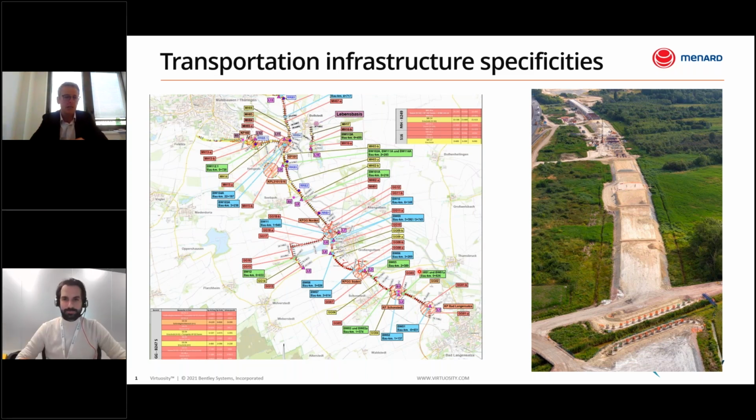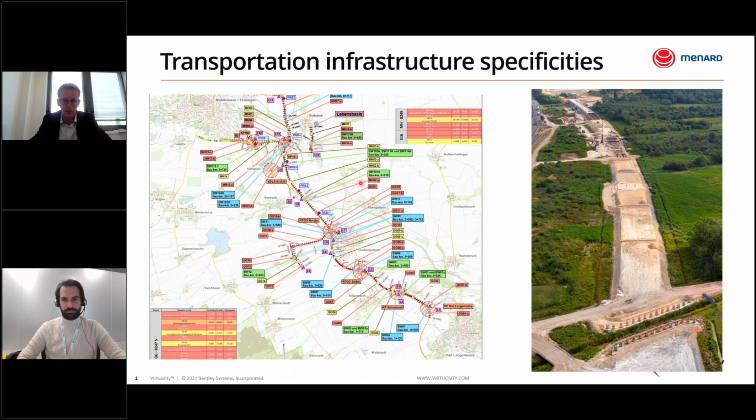So I am the engineering director of MENAR. MENAR is a ground improvement specialist. I will speak today about rigid inclusion modeling, especially for transportation infrastructures, such as railways or highways, or linear infrastructures. And it's well illustrated by the two pictures shown on the screen.